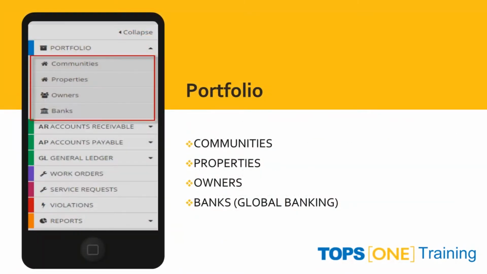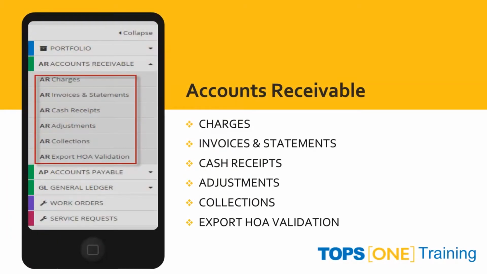As we expand the top area of the navigation, first of all, Portfolio will open to show us our communities, our properties, our owners, and banks, again, that are global and not specific to any one community. Next is the Accounts Receivable area, which expands to show accounts, charges, invoices and statements, cash receipts, adjustments, collections, and the exportation of HOA validation, available at any time.